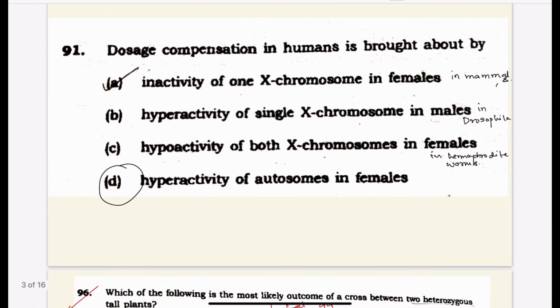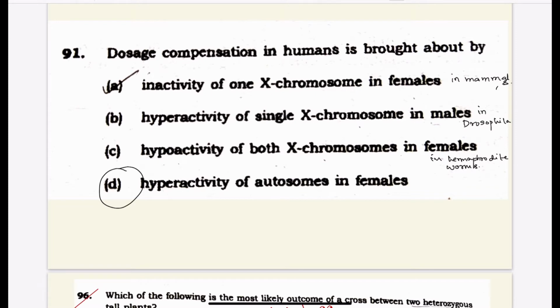Next question: dosage compensation in humans is brought about by what? Dosage compensation concerns the two different sexes, female and male. We want both sexes to have an equal level of X-linked gene products, and to maintain that, females, who have two X chromosomes, undergo compensation that results in inactivation of one of the X chromosomes to equalize the difference.